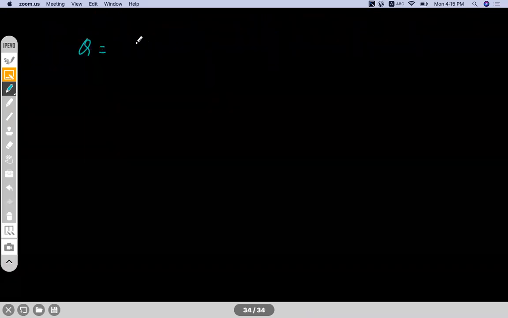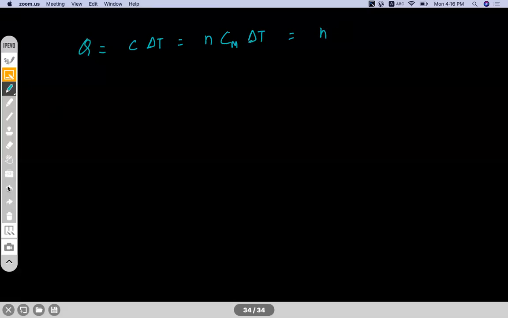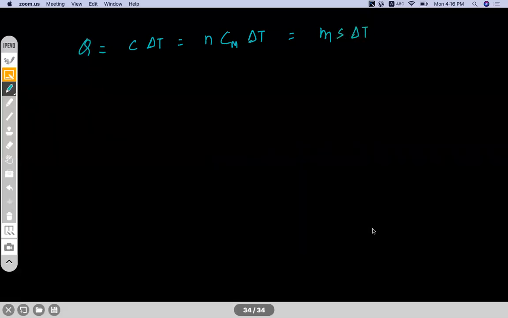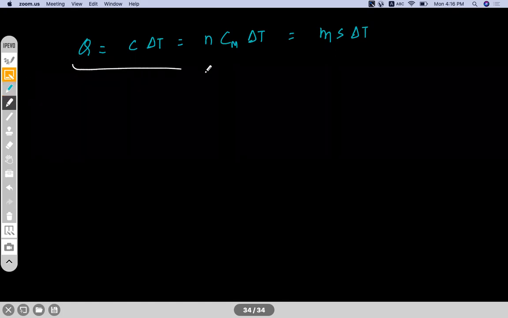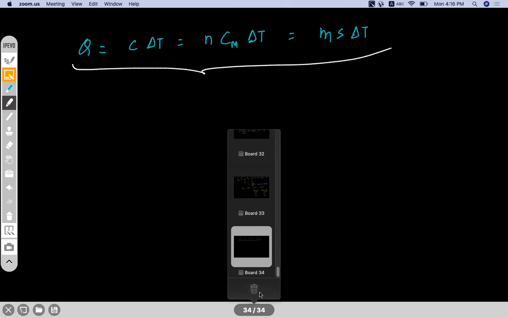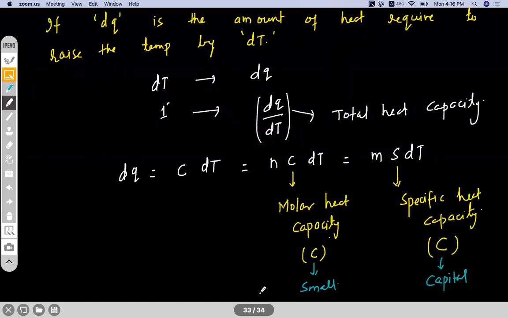So further we can write Q is equal to n c delta T, where c is the molar heat capacity, and simply m s delta T. So this is the relation of Q with the total heat capacity, or molar heat capacity, or specific heat capacity. This is the relation.